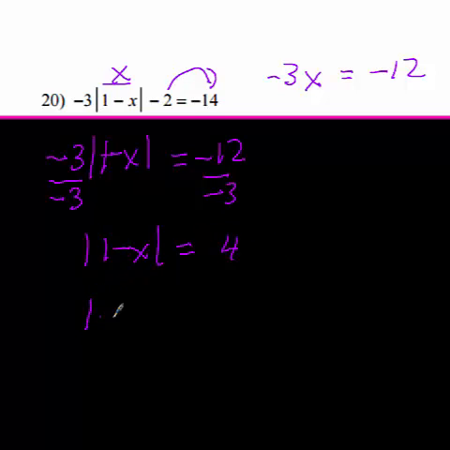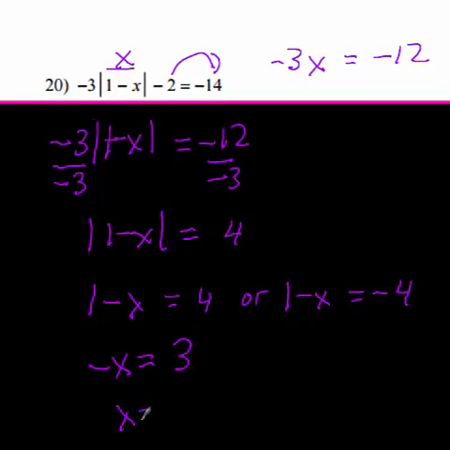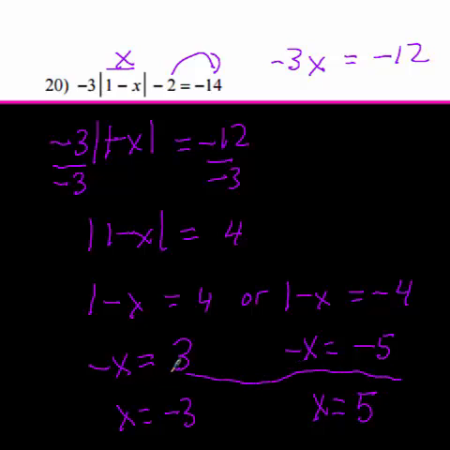Since it's a positive, I can say 1 minus x can equal 4, or 1 minus x can equal negative 4. All right, so that's what we're going to do. Take our answer, and solve for both scenarios. So in this case, subtract the 1 over, so I have negative x equals 3, and so x would equal negative 3. Or in this case, subtract the 1 over, negative x would equal negative 5, or x would equal 5. And there is my answer for my absolute value expressions.